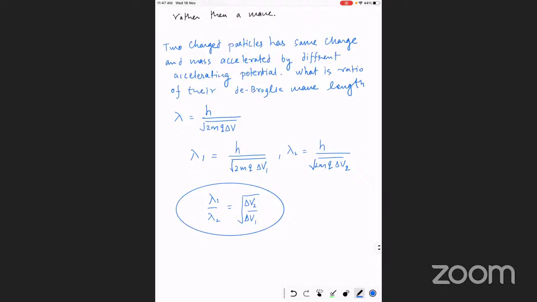So Davisson and Germer thought if matter is a wave, then matter should also follow the destructive and constructive interference principle.